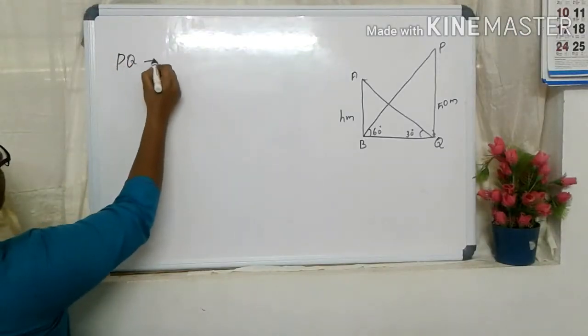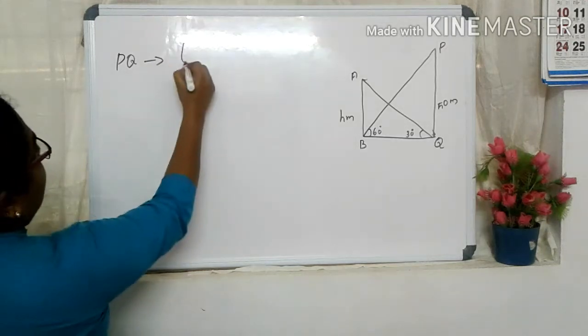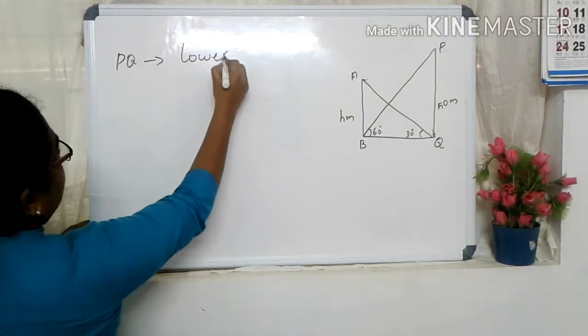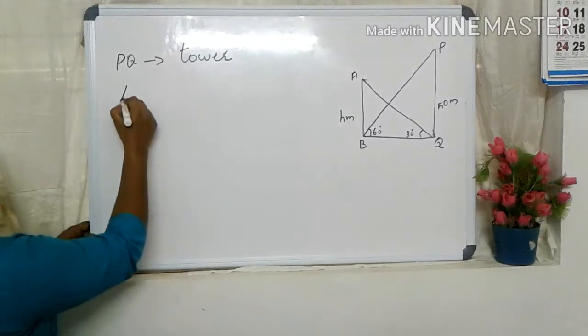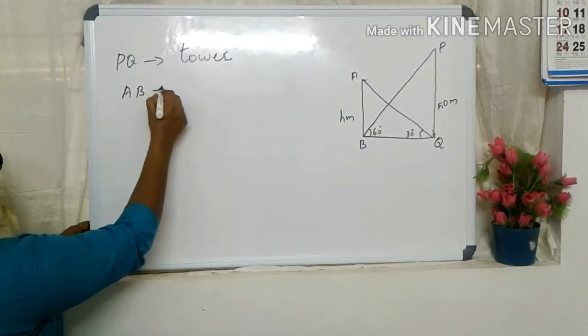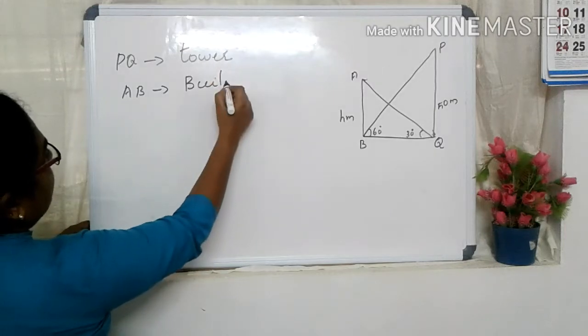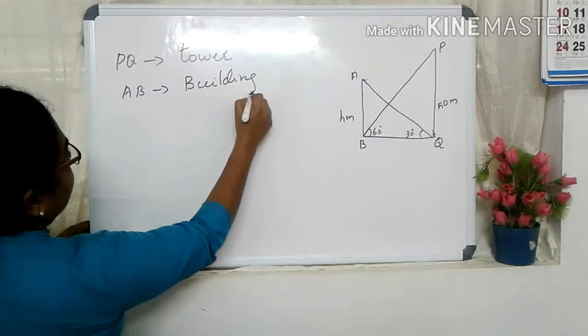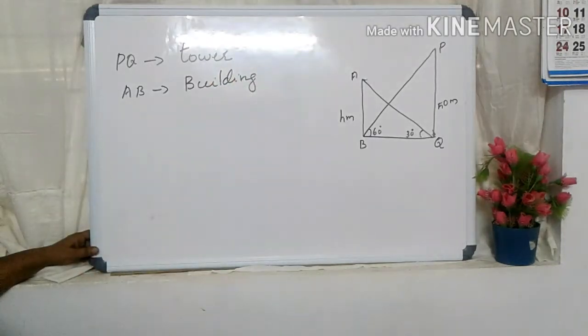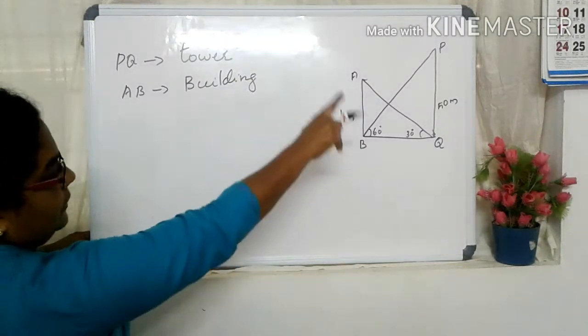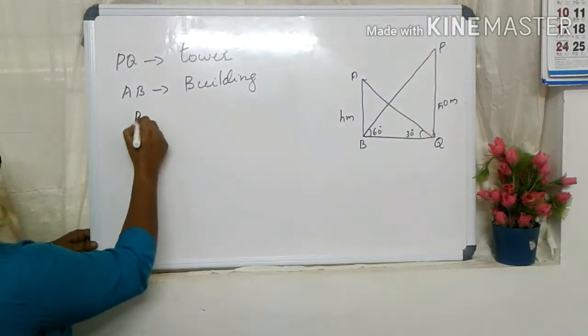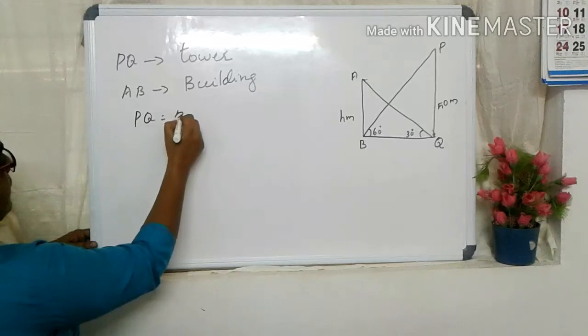Let PQ be the tower and AB be the building. PQ is the tower and AB is the building. It is given in the question that the tower PQ equals 50 meters.